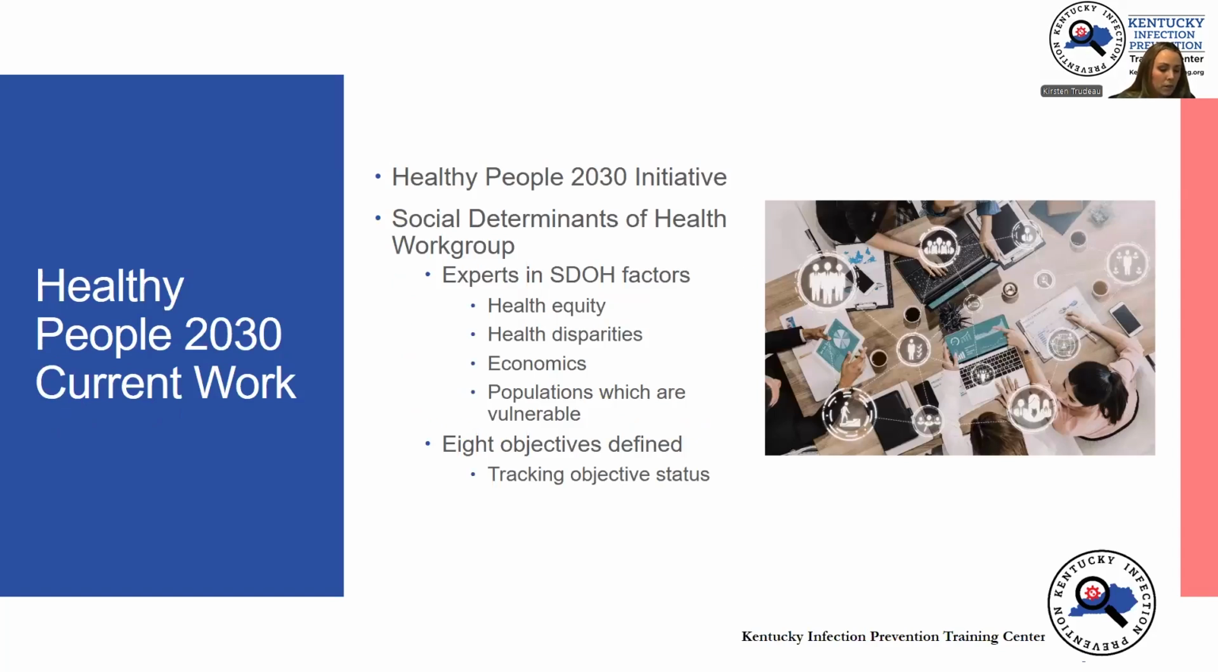So for Healthy People 2030, their current work. Who's currently working with them within this initiative? The Social Determinants of Health Work Group includes experts in fields related to social determinants of health. So they have experts from the Office of Disease Prevention and Health Promotion, from the National Institutes of Health or the NIH. They have them from the CDC, the FDA, the Health Resources and Services Administration, and the National Center for Health Statistics. And really their goal is to focus on health equity, health disparities, economics, and finding those populations who are vulnerable. And currently they have 8 objectives which they have defined, which they are currently tracking, monitoring, and have objective statuses listed for all of them.